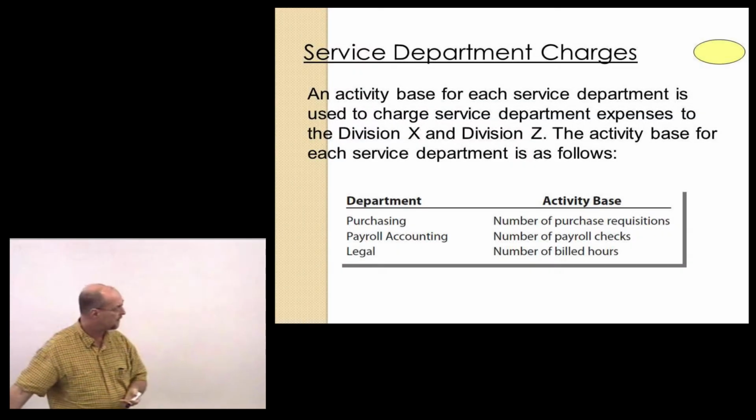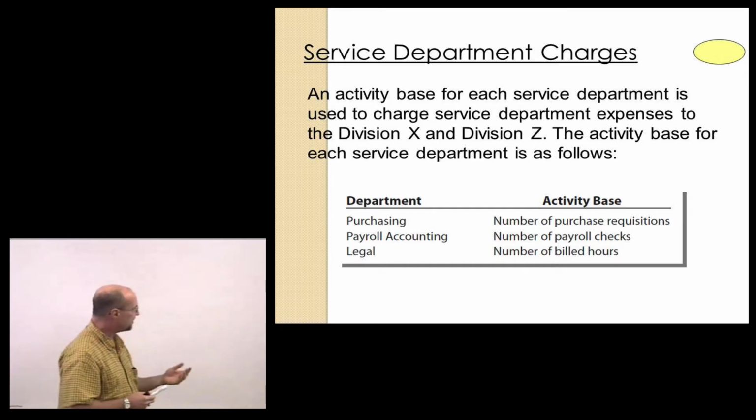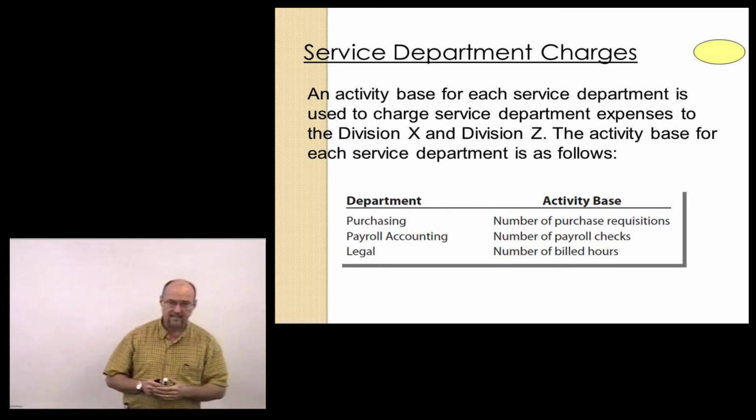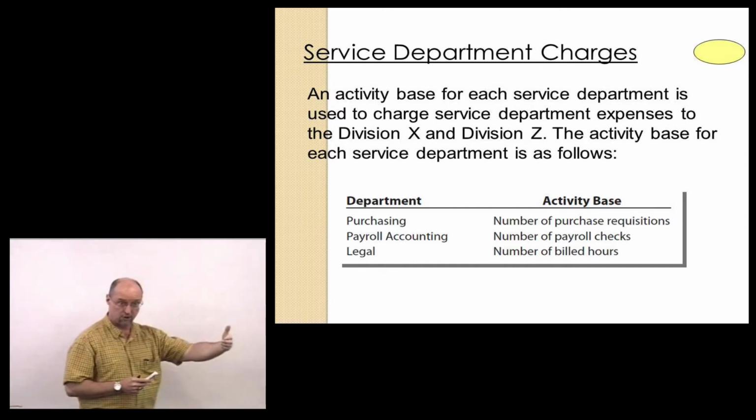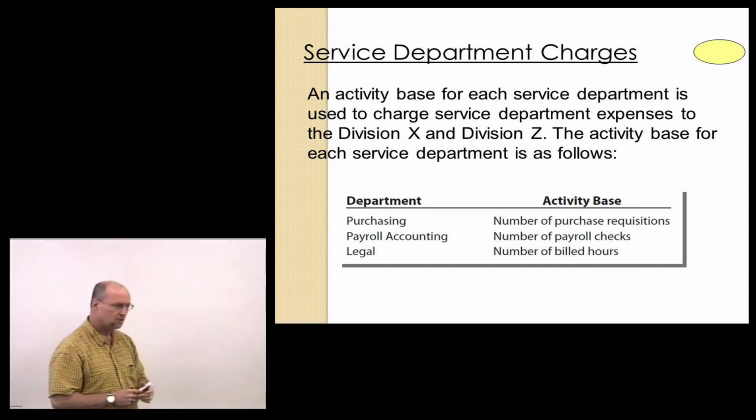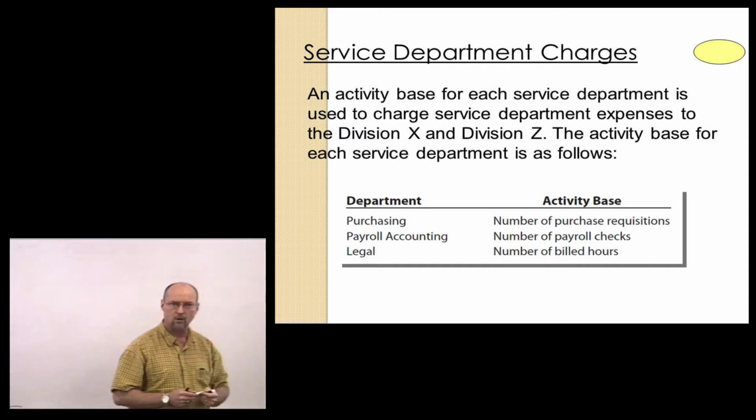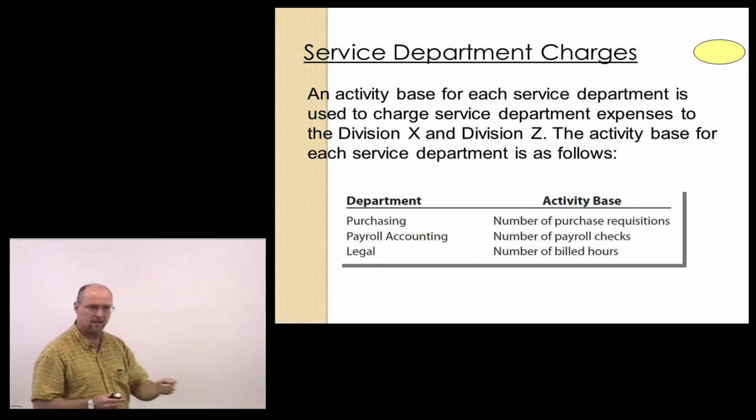So how do we do that? We have to identify what's called an activity base. Now our company, ABC Company, has Division X and Division Z. We'll try to keep it simple. For purchasing, purchasing places purchase orders, so we would use either purchase orders or purchase requisitions. A requisition is a request for the purchasing department to place an order. Each purchase order is supported by a purchase requisition, so we can use either one. For payroll, the number of payroll checks they cut, or the number of employees, would be the activity base. For legal, the number of labor hours, or the number of billable hours.